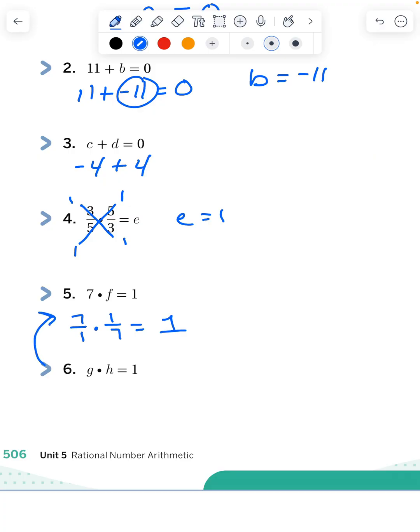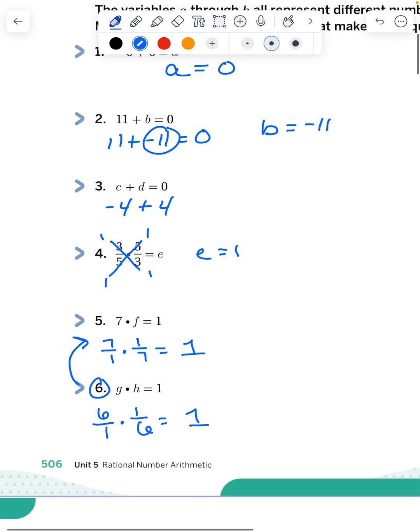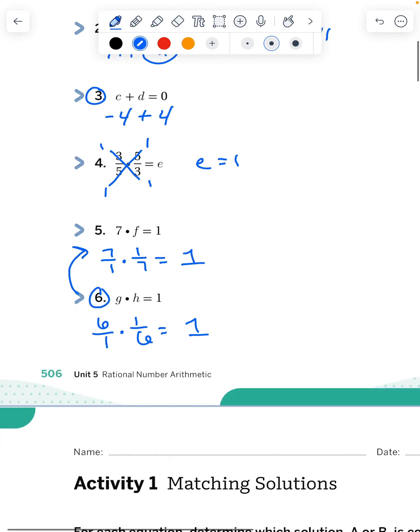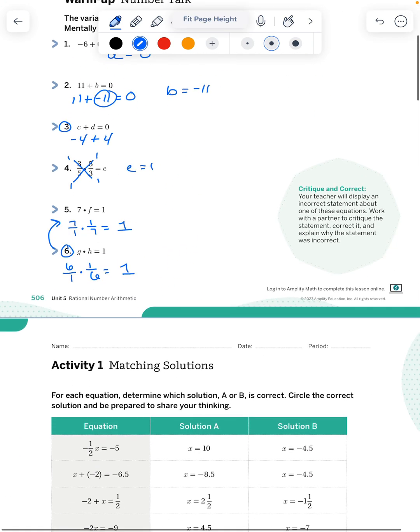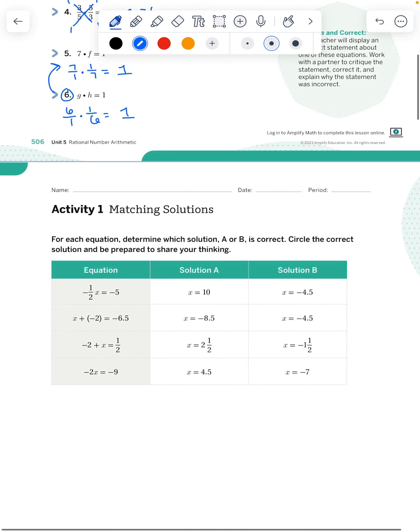You can look back up here to number 5. So lots of answers. We could do 6 times 1/6 or 8 times 1/8. Any answer would get us to 1 whole. Okay, so lots of different answers for number 6 and lots of different answers for number 3 as well. Okay, let's move on to activity 1.